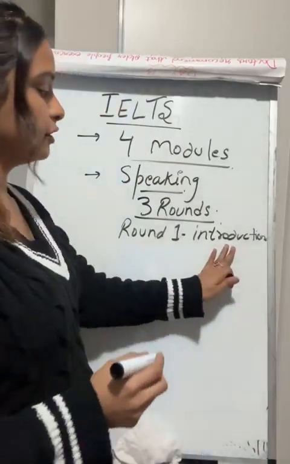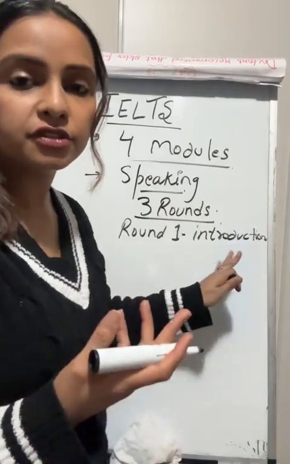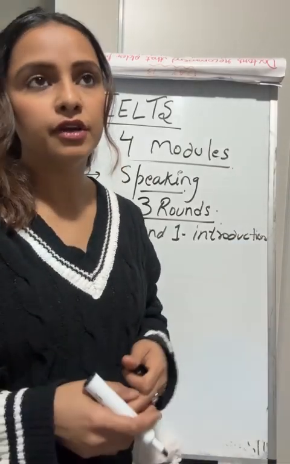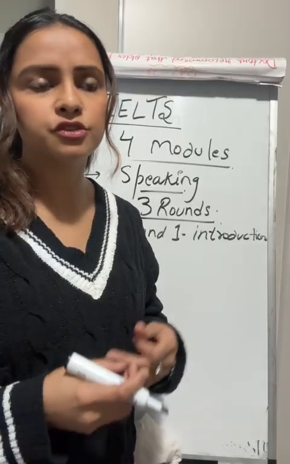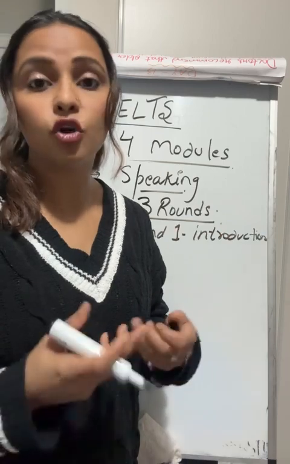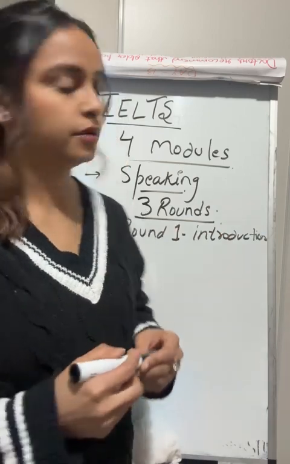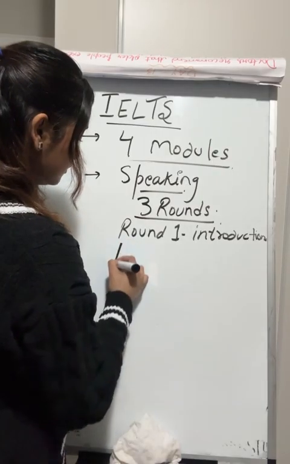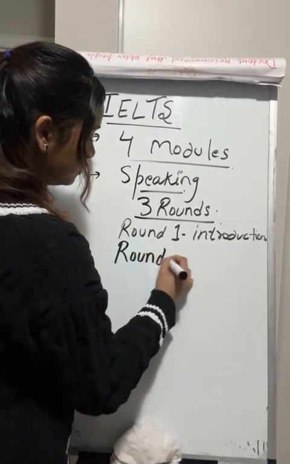So in round 1, you will have the introduction. The examiner can ask you where you come from, what's your hometown, where do you live, do you like caps, do you like hats, do you like jewelry, and there are many types of questions and topics which the examiner can ask you. Right. So after round 1, there is round 2.